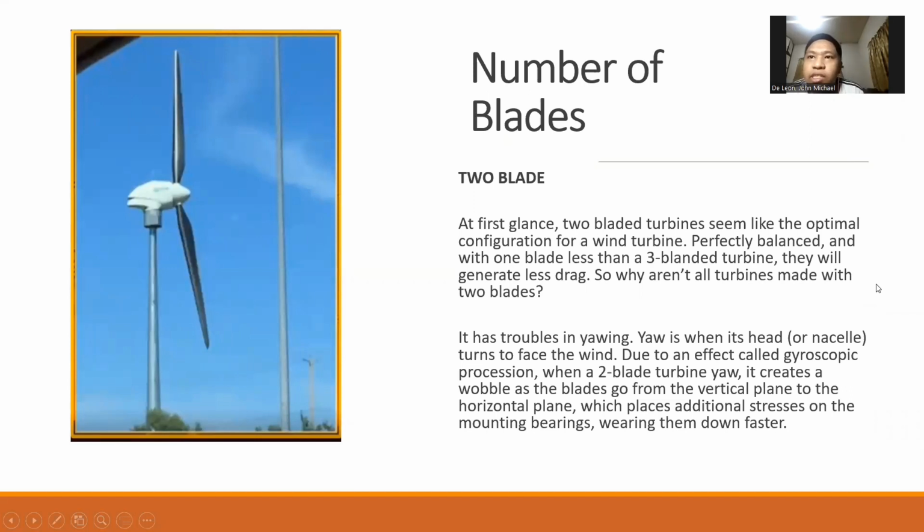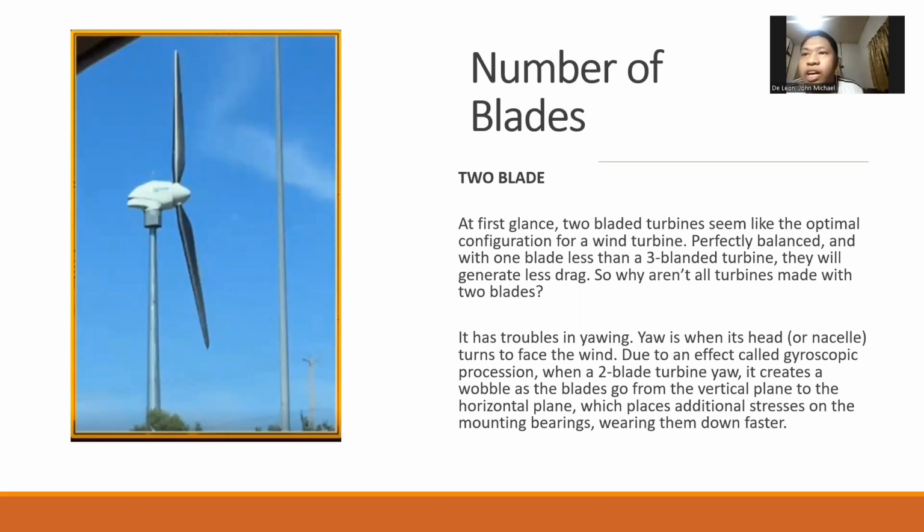Two blade. At first glance, a two-blade turbine seems like the optimal configuration. Mukha siyang pinaka-optimal, pinakamaganda, perfectly balanced kasi nga meron na parang equal na, dalawa na eh. And with one blade less than a three-bladed turbine, they will generate less drag. So why aren't all turbines made with two blades? Ito yung reason. It has troubles in yawing.